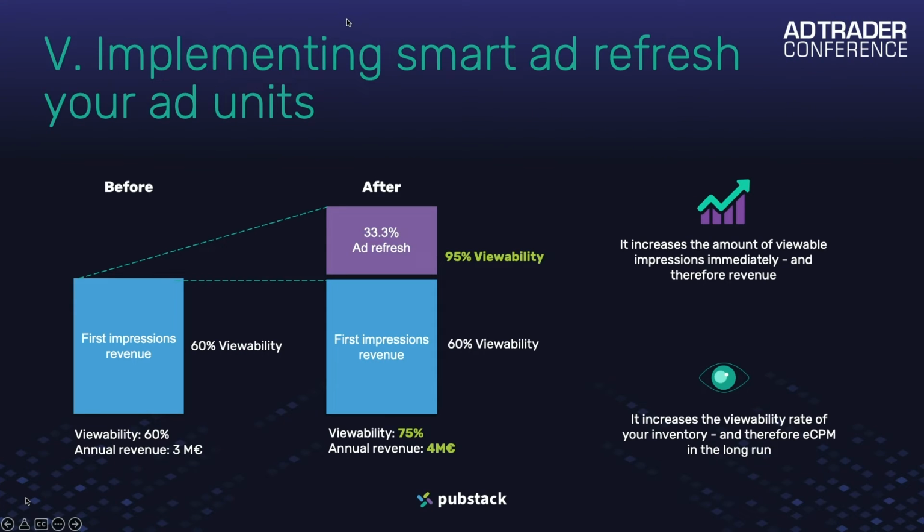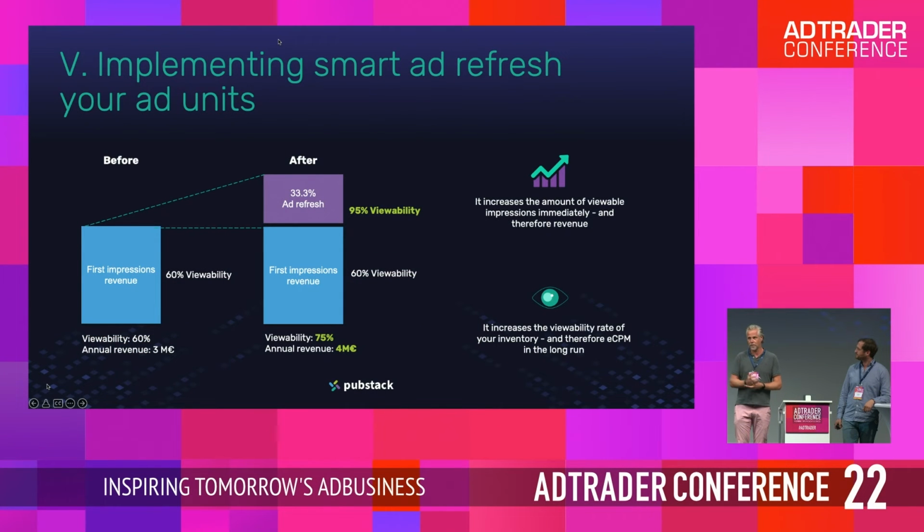Imagine on the left side you see first impressions, the blue box, a certain amount, which has a viewability rate on average of 60%. If the viewable ad impressions are then refreshed and seen again, it is most likely that those are viewable again. So you will get an additional 33% of ad impressions which are highly viewable, and the total viewability rate on your inventory will increase in a very easy, flexible and transparent way to manage, and by that you get the highest revenues. This is what we can see.